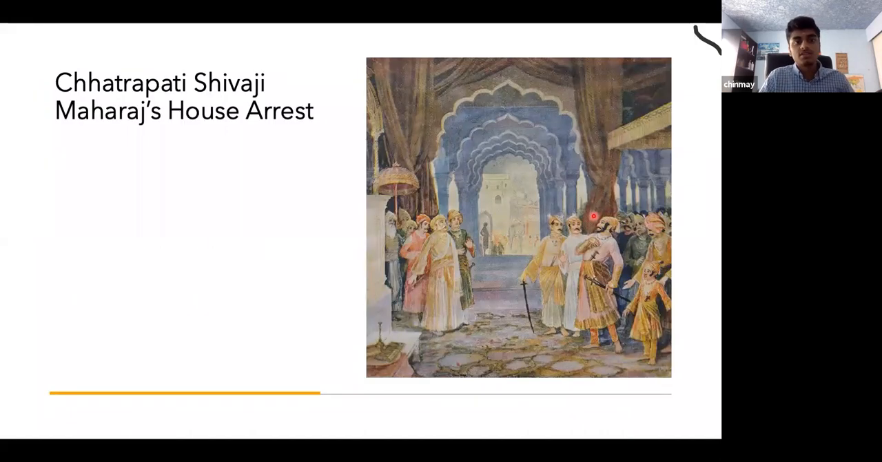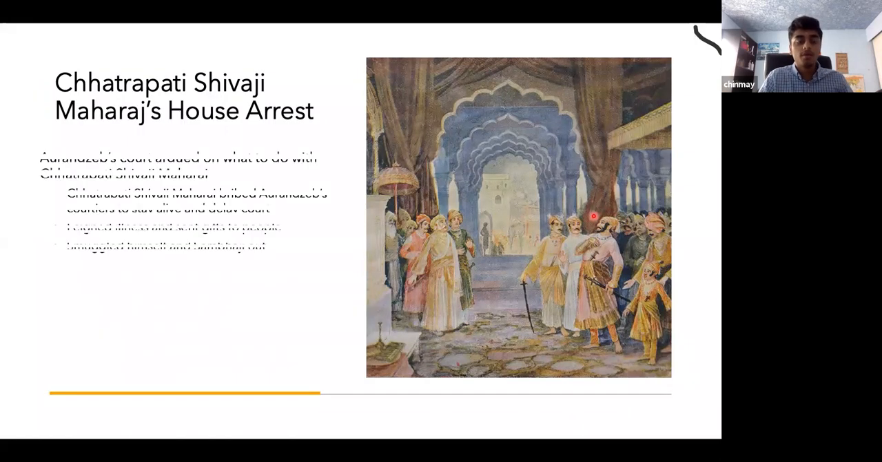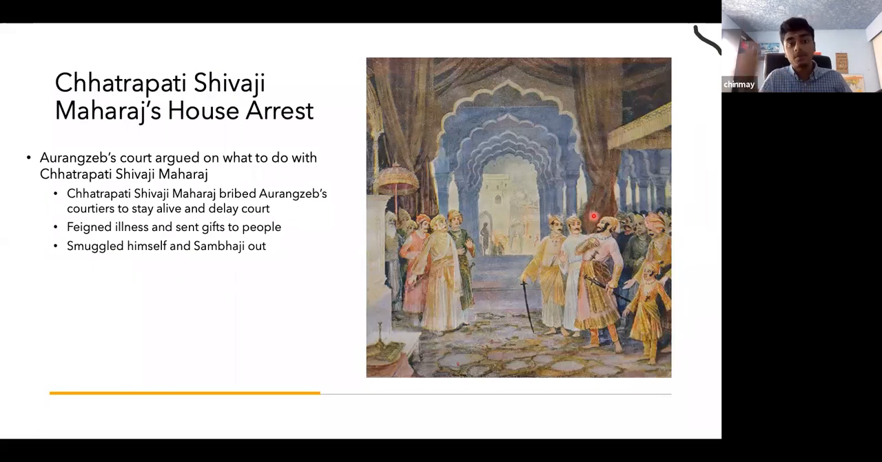And Chhatrapati Shivaji Maharaj's house arrest, and more particularly, how he escaped this house arrest, is still one of the most incredible moments in Shivaji's life, anyone's life for that matter. Because imagine you're stuck in one of the greatest empires of the time. You're not even in some dungeon. You are living in the residence where Aurangzeb wants you.